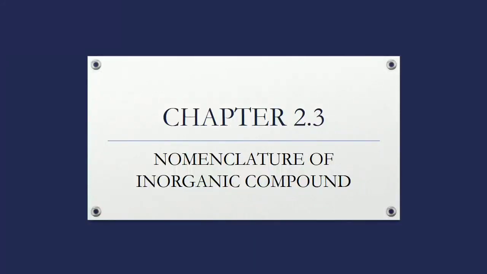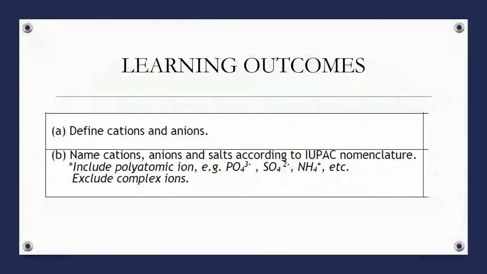Today we are going to discuss chapter 2.3, Nomenclature of Inorganic Compounds. So in this session, we will cover how to define cations and anions, and how to name cations, anions and salts according to the IUPAC nomenclature. This includes polyatomic ions such as phosphate ion, sulfate ion, and ammonium ion.